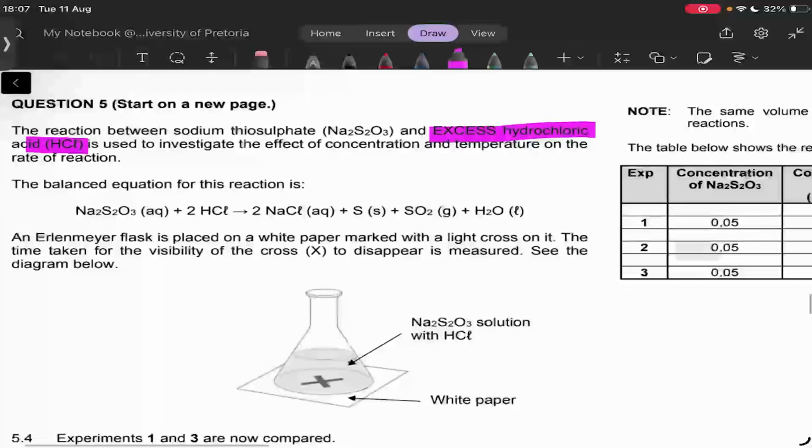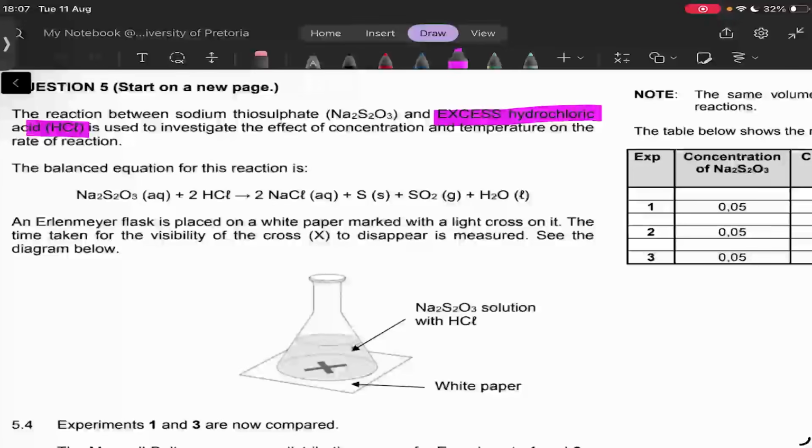So let me just reread it. The reaction between sodium thiosulfate and excess hydrochloric acid is used to investigate the effect of concentration and temperature on the rate of reaction. The balanced equation for this reaction is given, and they tell us that an Erlenmeyer flask is placed on a white paper marked with a light cross on it. The time taken for the visibility of the cross X to disappear is measured. See the diagram below. You are given the diagram.